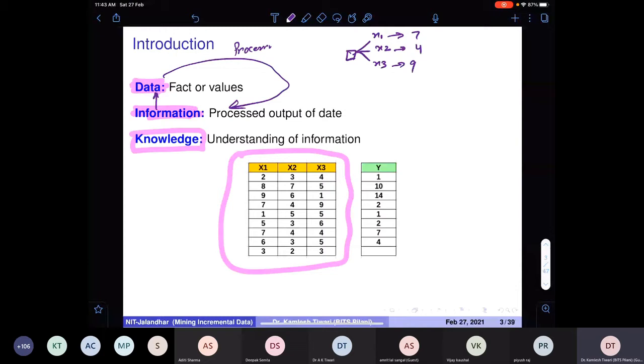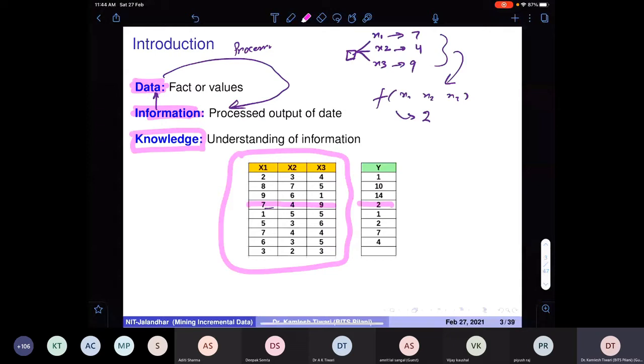And let's assume that there exists some function. If you supply these values x1, x2, and x3 over here, you get an output value of 2. So it is 7, 4, 9, and 2. You can find that they are related. This y is a target value.